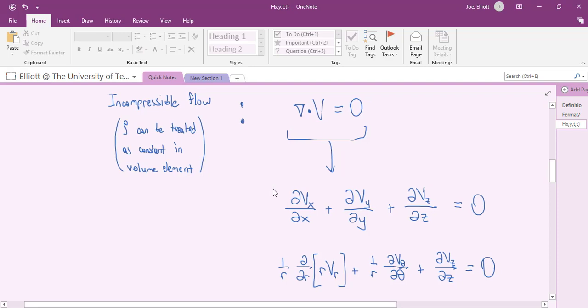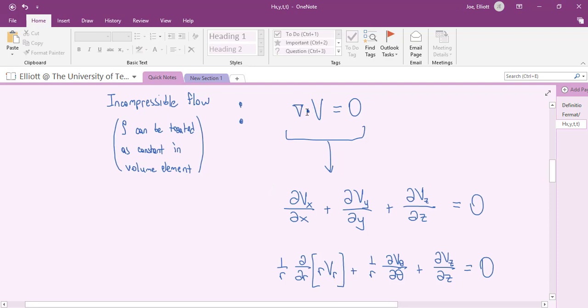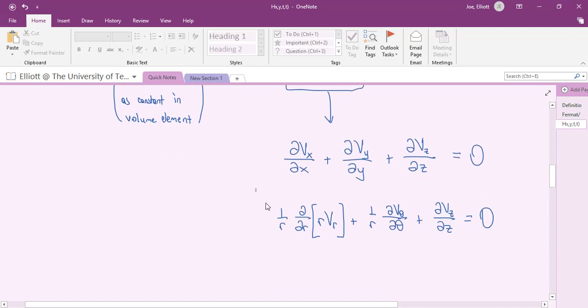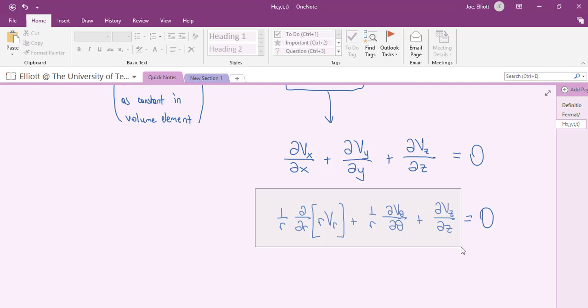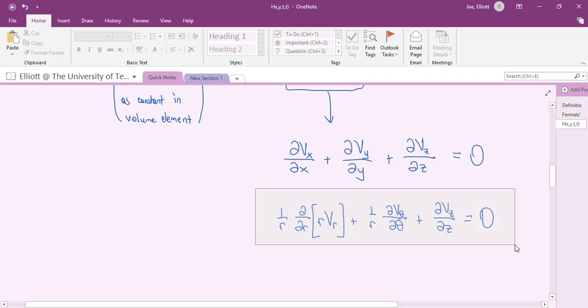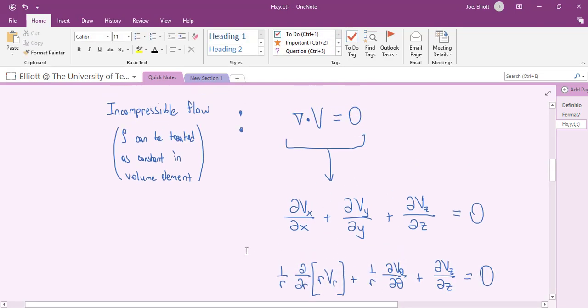And the divergence in terms of cylindrical coordinates is given by this expression. Okay. So for an incompressible flow in cylindrical coordinates, you would have that this equals 0. Okay. All right.